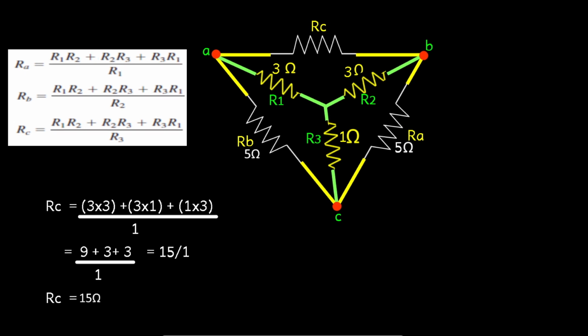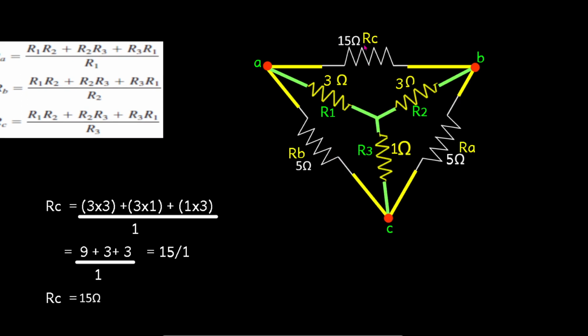And then we move on to find this RC value. RC value is also 15 in the numerator. In the denominator, we have to substitute this R3 value, which is 1 ohm. So we get the answer as 15 ohms for this RC. So substitute that RC value here. So we got this delta network.